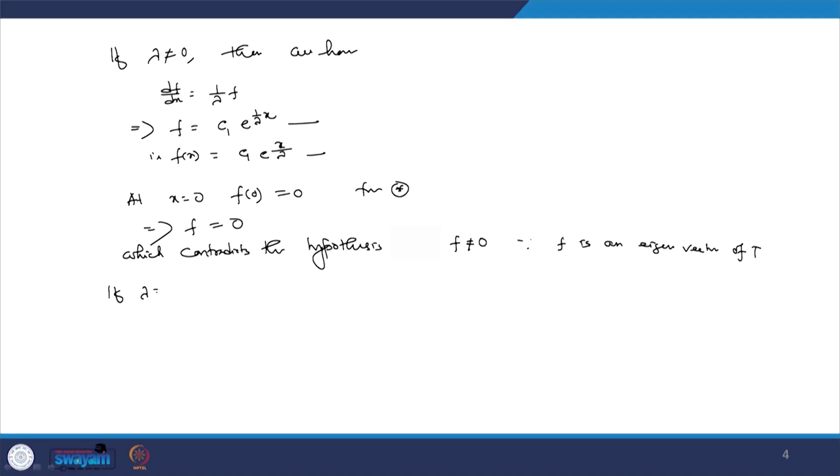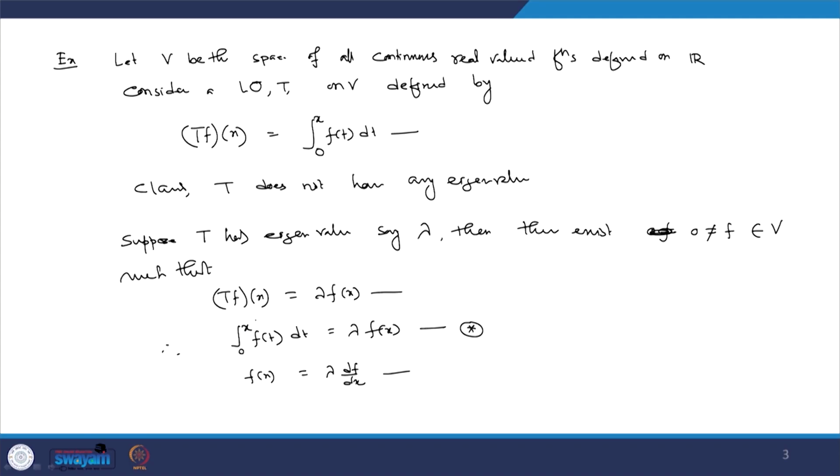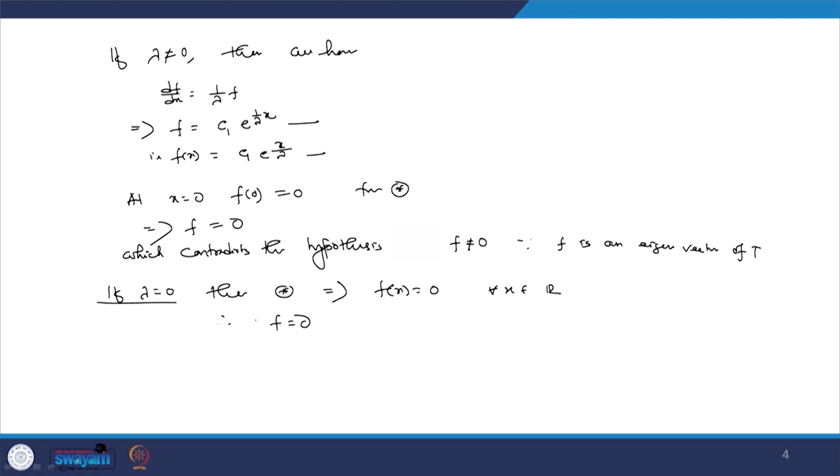Now, if lambda equal to 0, then star implies f(x) equal to 0. So this implies f equal to 0, because if lambda equal to 0, the integral from 0 to x of f(t) dt equal to 0. Differentiating, I will have f(x) equal to 0. So again f cannot be an eigenvector of T. So we see that in both cases, when lambda equal to 0 as well as lambda not equal to 0, the operator T does not have an eigenvalue.